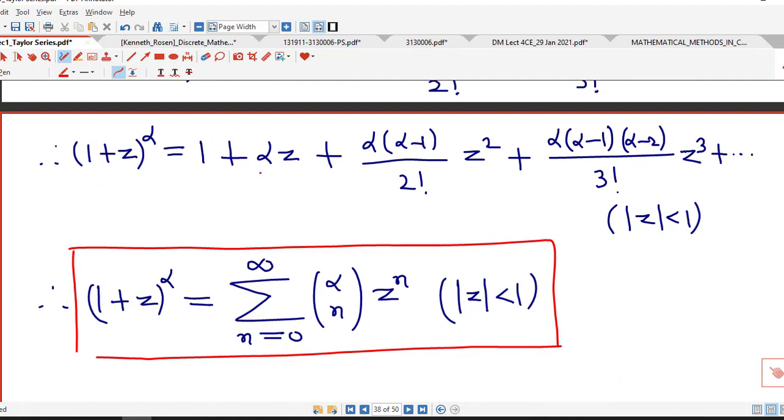(1 plus z) raised to alpha is given by 1 plus alpha z plus alpha into alpha minus 1 over 2 factorial into z square, and so on, or sigma n equal to 0 to infinity alpha cn z raised to n.